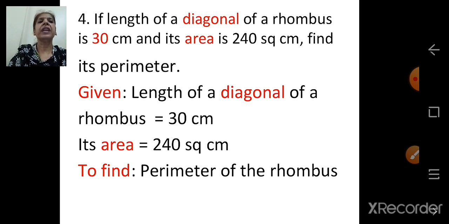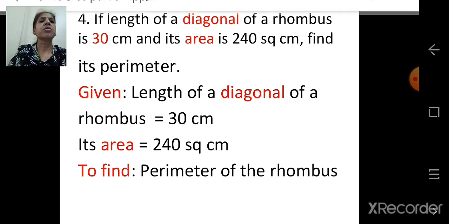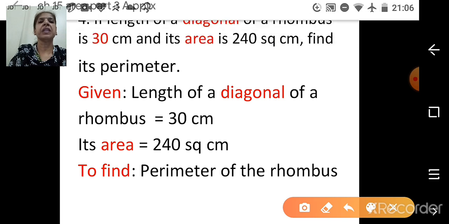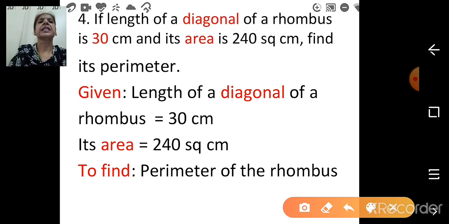Now next question. If length of a diagonal of a rhombus is 30 centimeter and its area is 240 square centimeter, find its perimeter. So here length of a diagonal is given. One diagonal is given. And how much is the length? It is 30 centimeter. What else is given? Area. It is 240 square centimeter. We have to find perimeter.